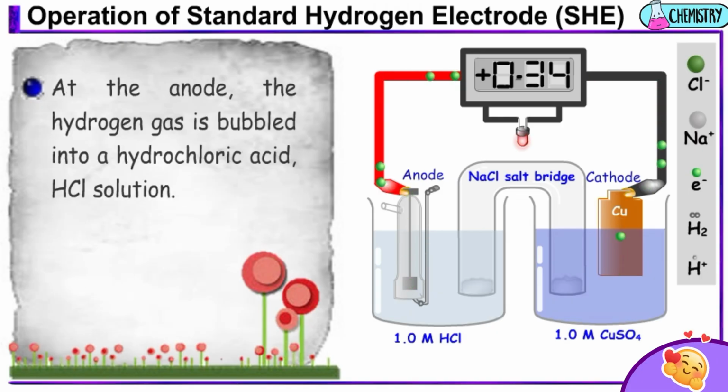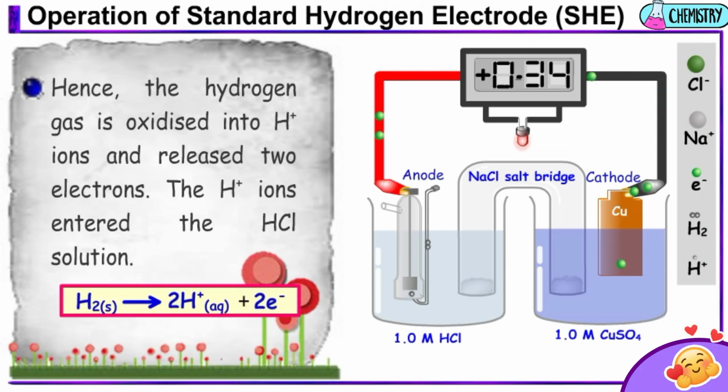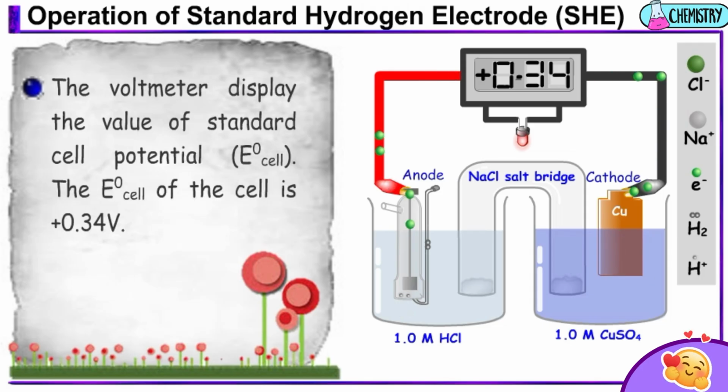At the anode, the hydrogen gas is bubbled into a hydrochloric acid solution. The platinum electrode provides the surface on which the oxidation takes place. Hence, the hydrogen gas is oxidized into H+ ions and releases 2 electrons. The H+ ions enter the HCl solution. The electrons move from the platinum electrode to the copper electrode through the external wire. The voltmeter displays the value of the standard cell potential, which is positive 0.34 volt.